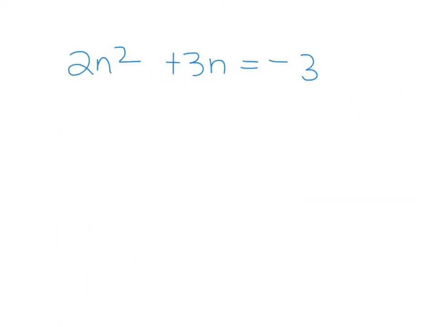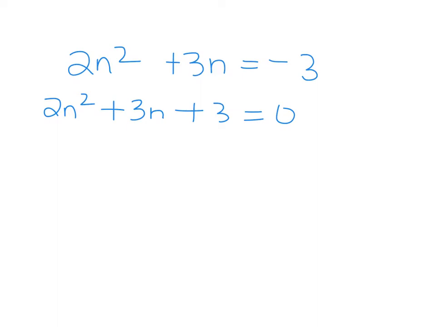All right, here's the next problem. And again, something weird is going to happen in this problem. So I'm trying to do a little bit of everything today. So 2n squared plus 3n equals -3. So first of all, I can't do anything until I get one side equal to 0. So I'm going to make this 2n squared plus 3n plus 3 equals 0. And again, I could try to factor it, but I guarantee you it doesn't factor.